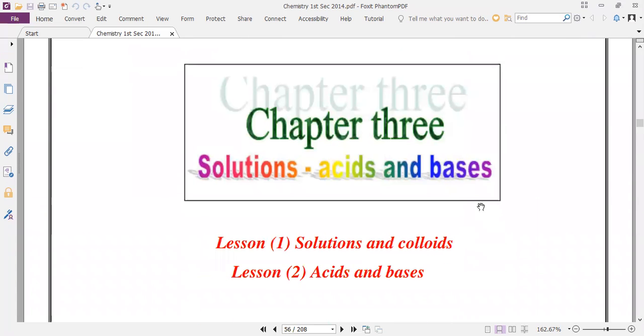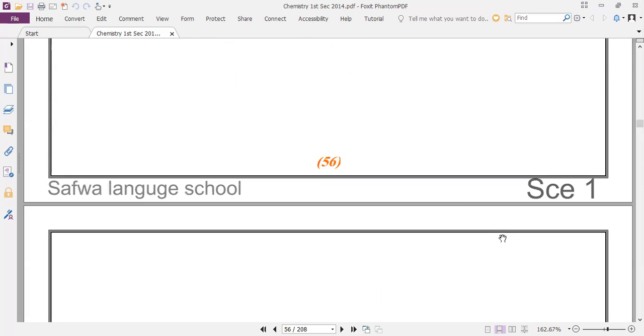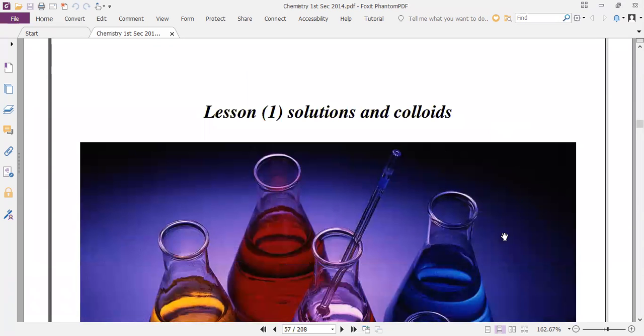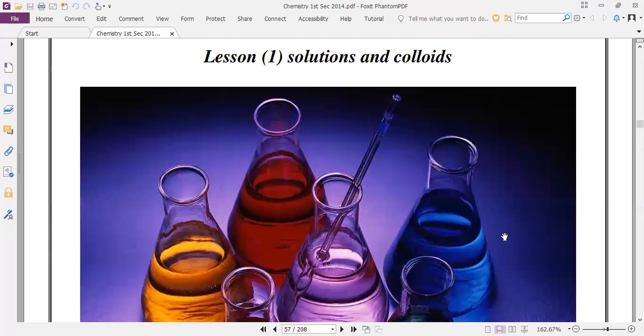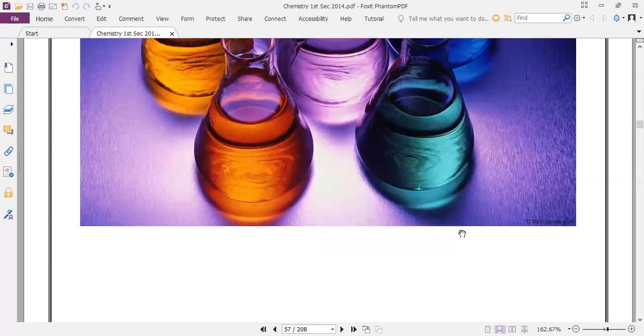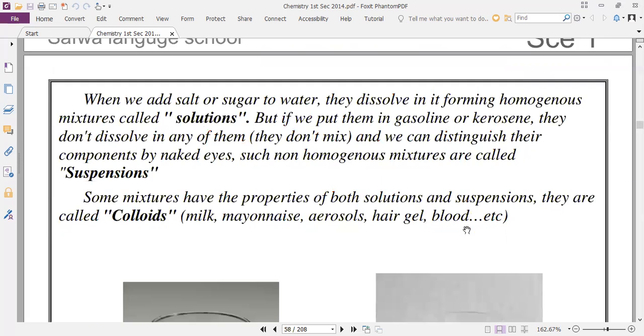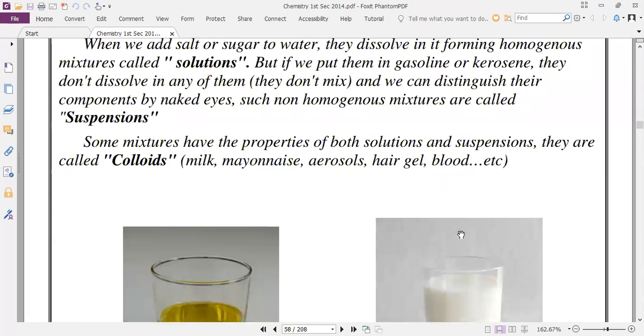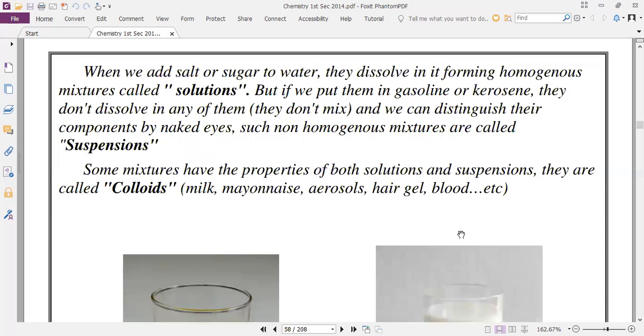Chapter 3: Solutions, acids and bases. This lesson is approximately theoretical, not mathematical like the previous lesson. Lesson 1 is called solutions and colloids, and I think that you studied some of this lesson in the previous year, middle 3, I think. Okay, so we are going to make a revision for this part first, okay?